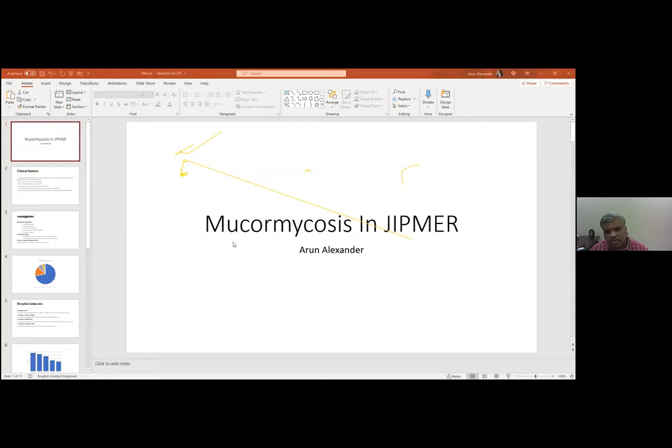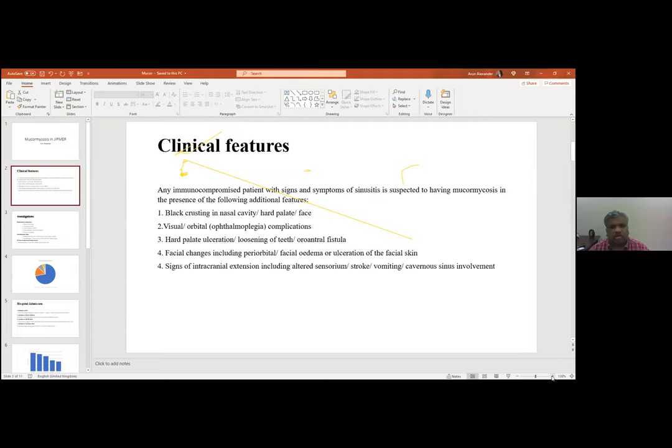So I'll just show you a little bit on how we treat COVID and patients with mucormycosis. Any patient who came to us as an immunocompromised patient with signs and symptoms of sinusitis, when we suspect mucormycosis, as we just discussed: black crusts in the nasal cavity, visual or orbital changes or ophthalmoplegia, hard palate ulceration, oroantral fistulae, facial changes, periorbital edema, or signs of intracranial extension, including cavernous sinus involvement. If we see an immunocompromised patient with any of these symptoms, you would think of mucormycosis and start treatment quite empirically.